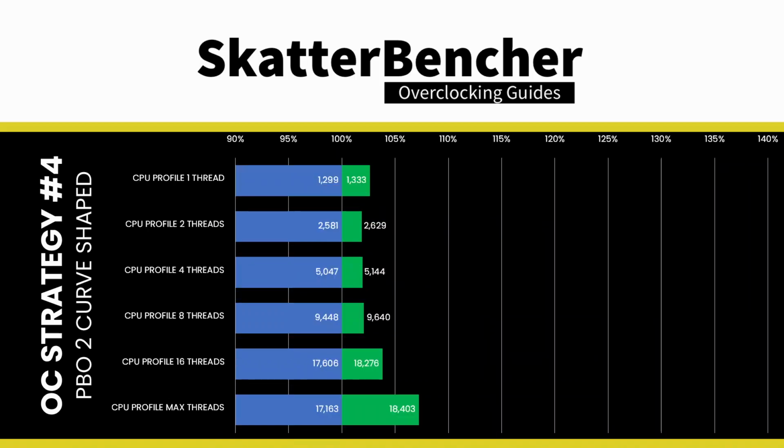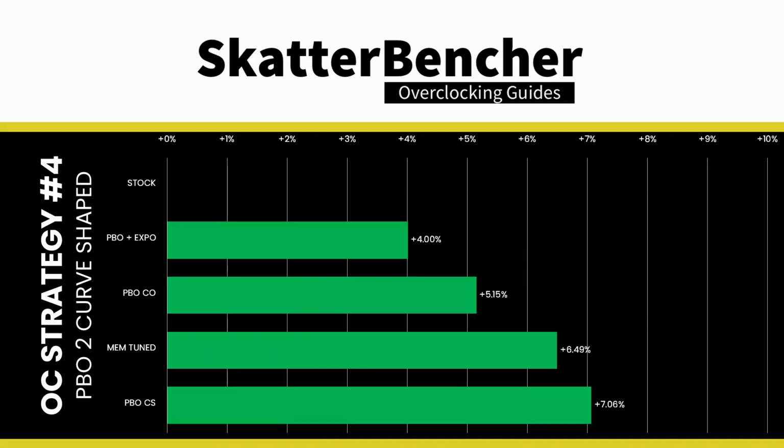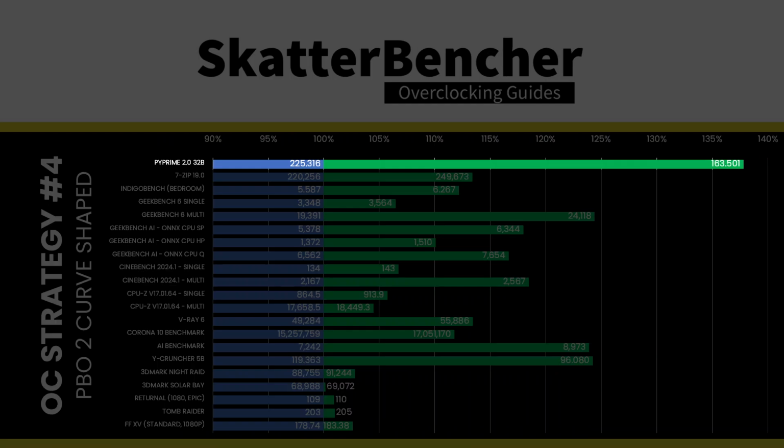Curve Shaper is definitely a matter of fine-tuning the margins of the CPU. However, the performance uplift is surprisingly consistent across all workloads. The geomean benchmark performance improvement is plus 7.06%, and we get a maximum improvement of plus 37.81% in PY prime.